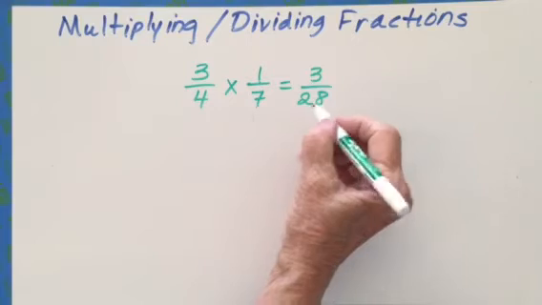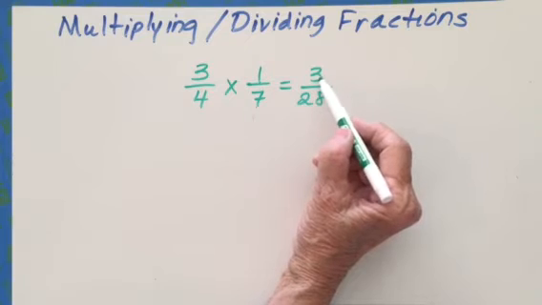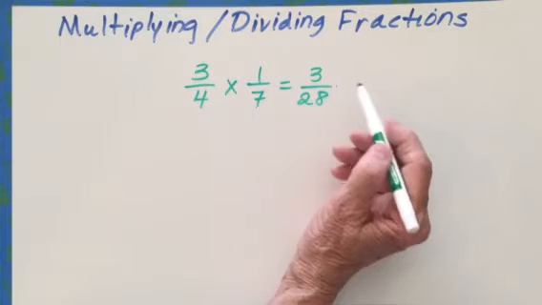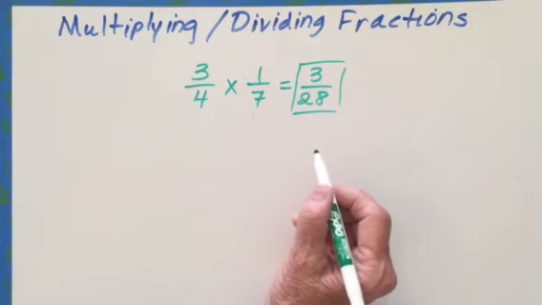And then you look at your final answer and say, can that be reduced? In other words, is there anything I can divide into 3 and 28 that will go evenly? And the answer is no, so therefore, that's my answer.